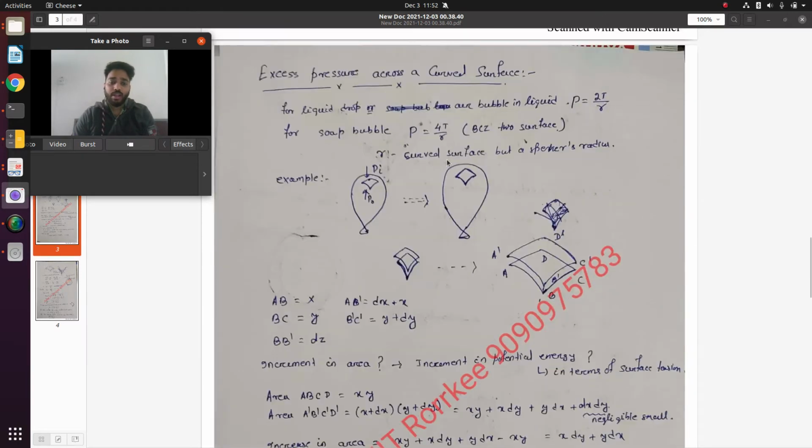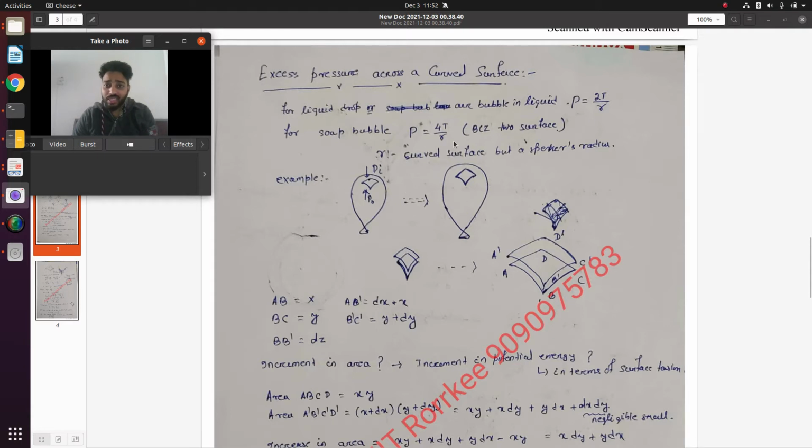Let's move to our third problem, that is excess pressure across a curved surface. We have already derived that for a liquid drop or air bubble in liquid, the excess pressure is equal to 2T by r. For a soap bubble, the expression of excess pressure is P equal to 4T by r, because of two surfaces. Because of the expansion of a single surface for the liquid drop, this is 2T by r.